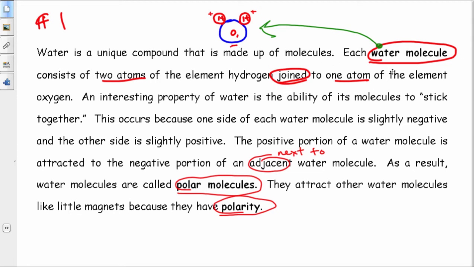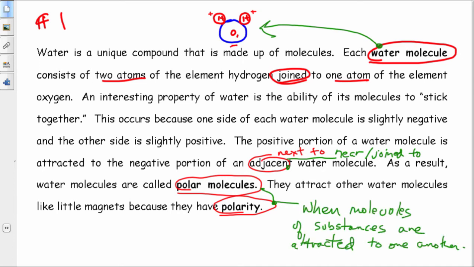So each water molecule consists of 2 atoms of the element hydrogen joined to 1 atom of the element oxygen. That's the water molecule. And then as far as the word adjacent goes, we already talked about this. Adjacent means next to. It would be alongside or near, joined to. And then polar molecules and polarity. Polarity is when molecules of substances are attracted to one another.